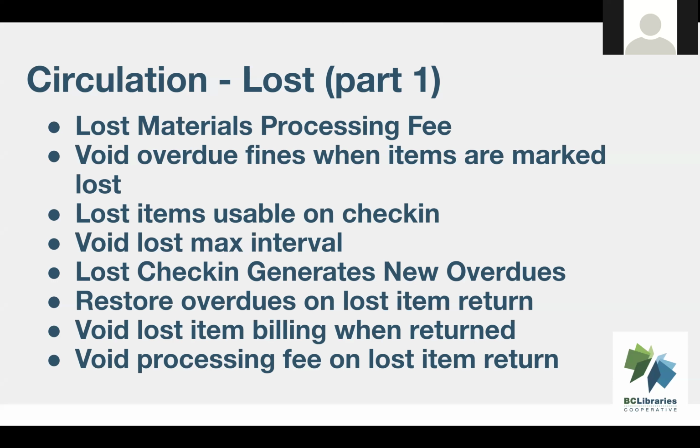You then get to choose if an item is marked lost and your library charges overdue fines, do you void those overdue fines when that item is marked lost? So the patron is just responsible for the replacement charge. And if that item gets found, do you generate new overdues for the period that that item was lost where it otherwise would have been accruing overdue fines? Do you restore the overdues on the lost item that it previously would have had?